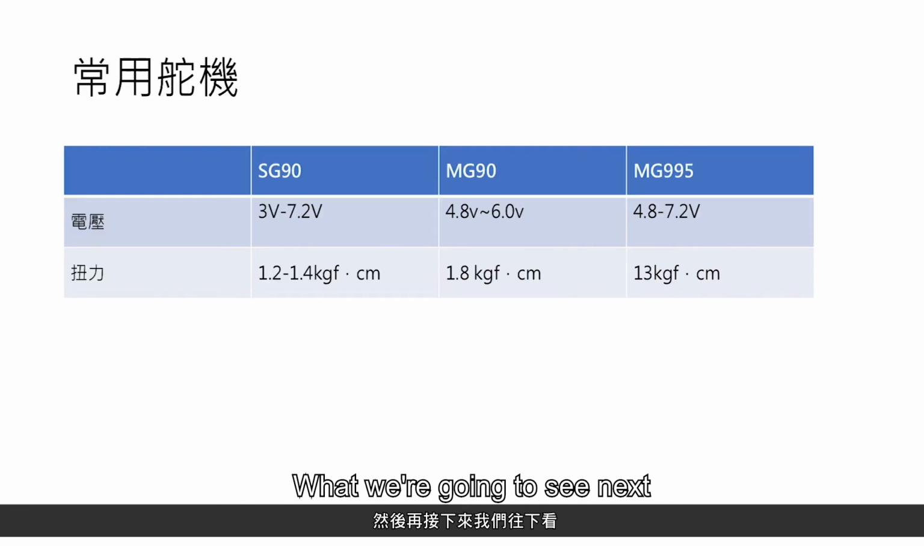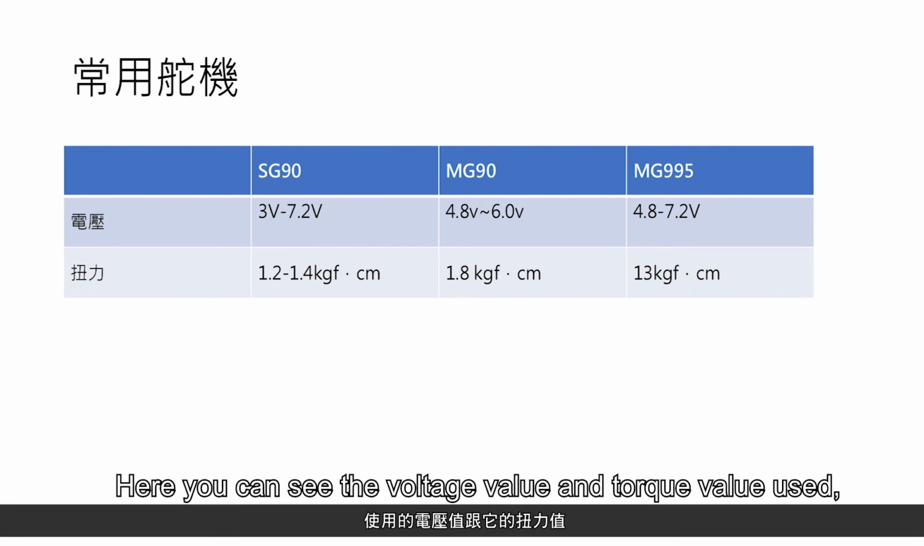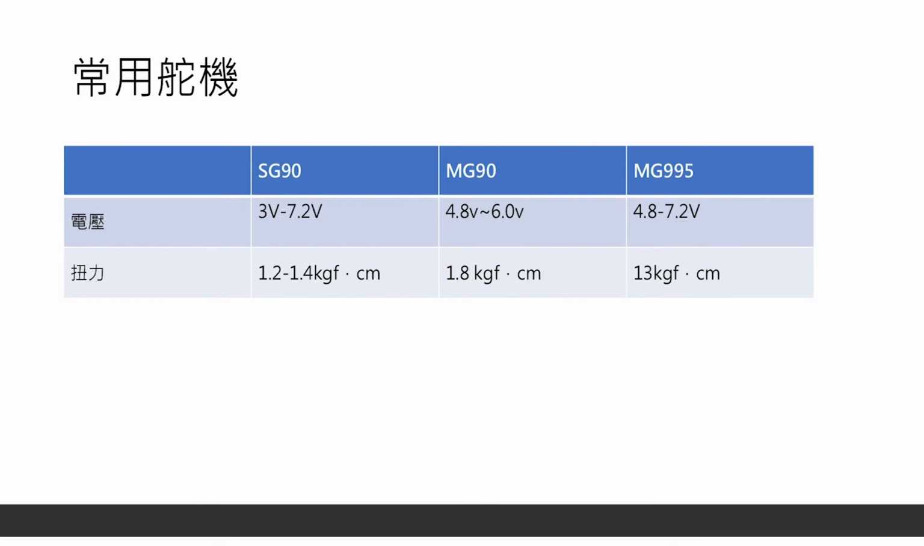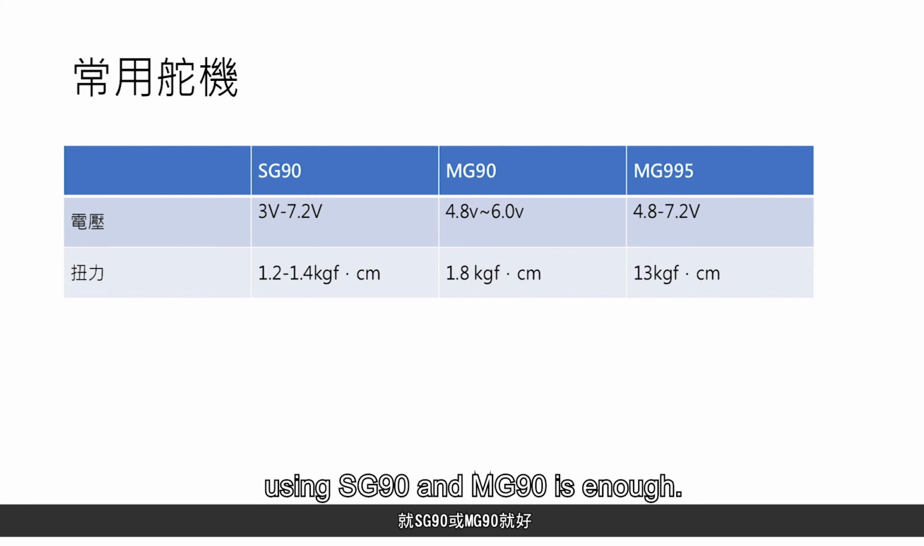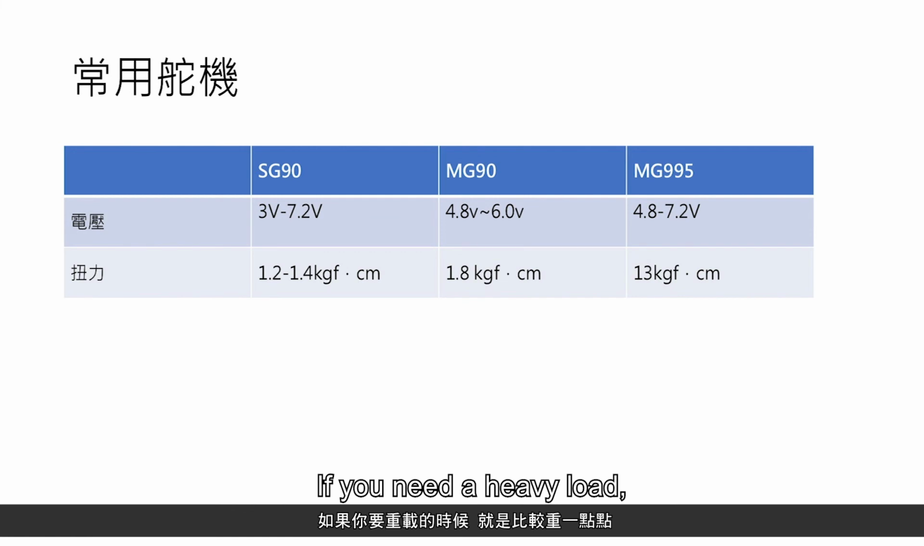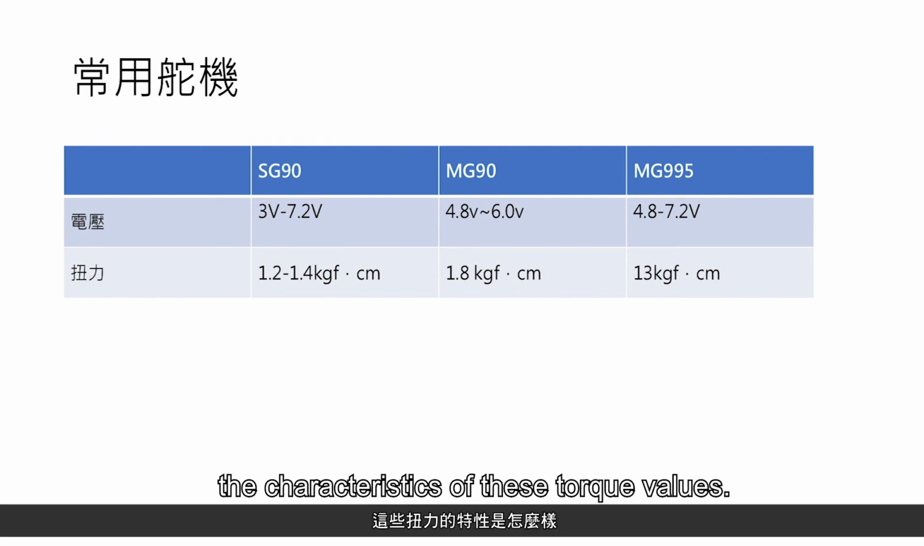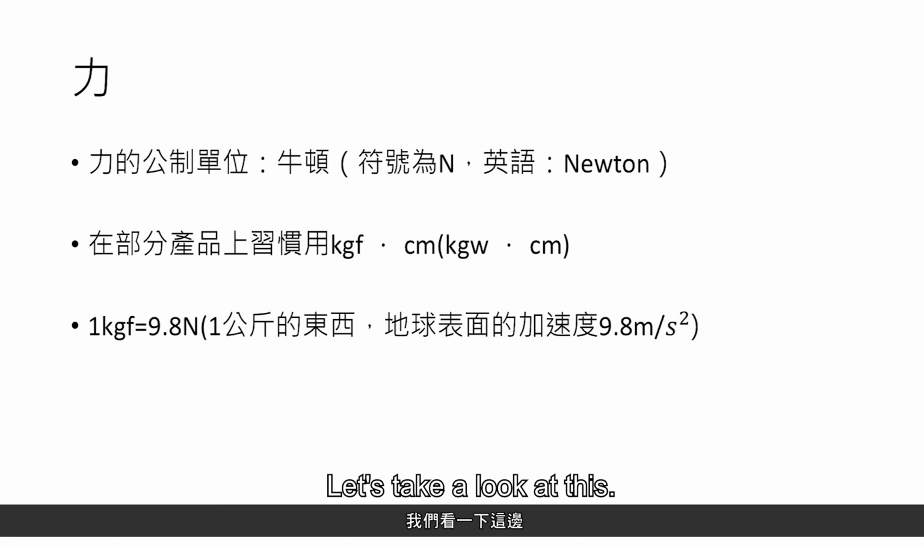What we are going to see next is the servo. When using the servo, the 3 most common types are these: SG90, MG90, and MG995. MG995 and MG996 are very similar. Here you can see the voltage value and torque value used. The rotation speed is also quite different. If we are going to use a lighter load, using SG90 and MG90 is enough. If you need a heavy load, you can use the MG995, however, it still has a limit. Next, we'll explain the characteristics of these torque values. Let's take a look at this.